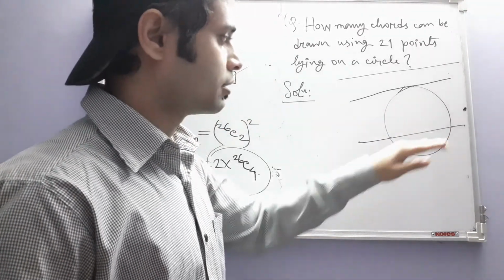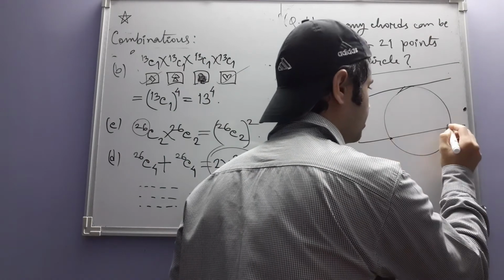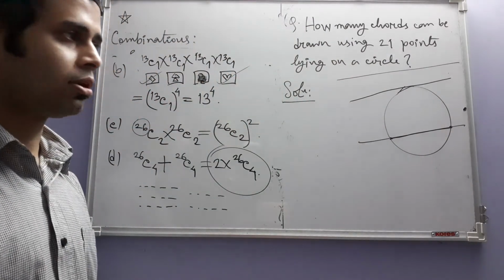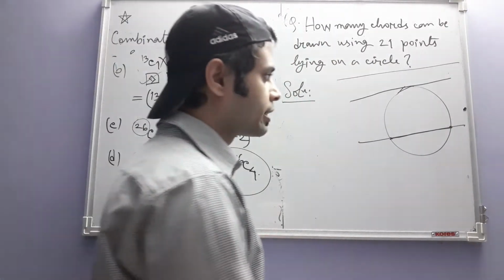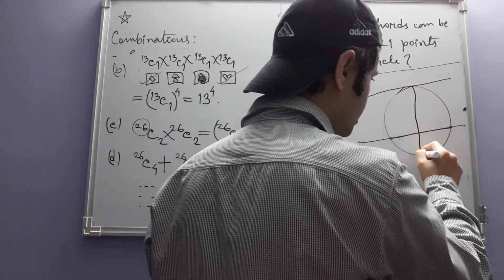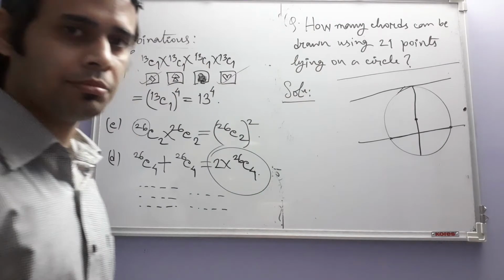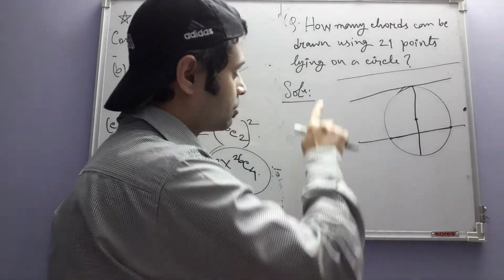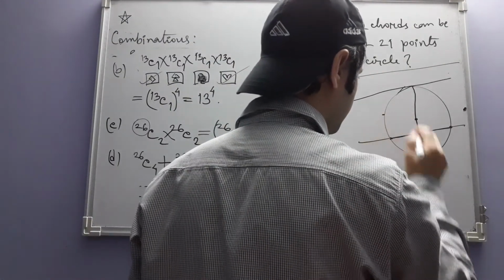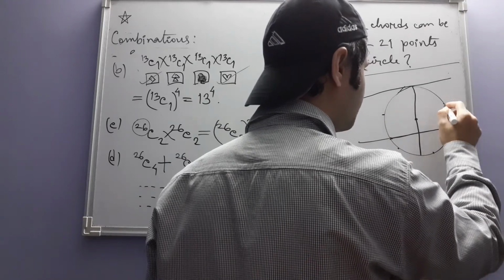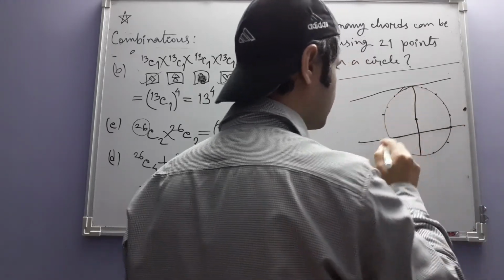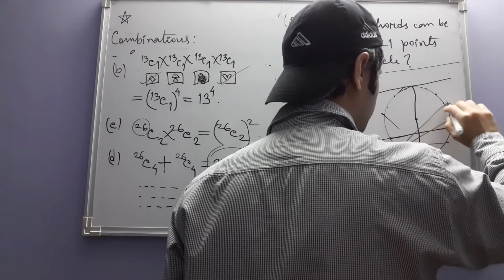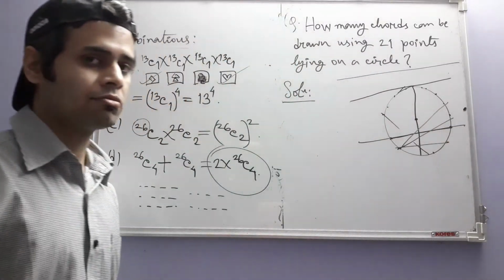Now, in this situation, the line segment between the points of intersection is called a chord. A chord of maximum length passes through the center, and it's called a diameter. There are infinitely many diameters. Like that, there are infinitely many chords. Now, what this question asks is that there are 21 points lying on a circle arbitrarily. So there may be many different chords between them. How many? We have to find that.